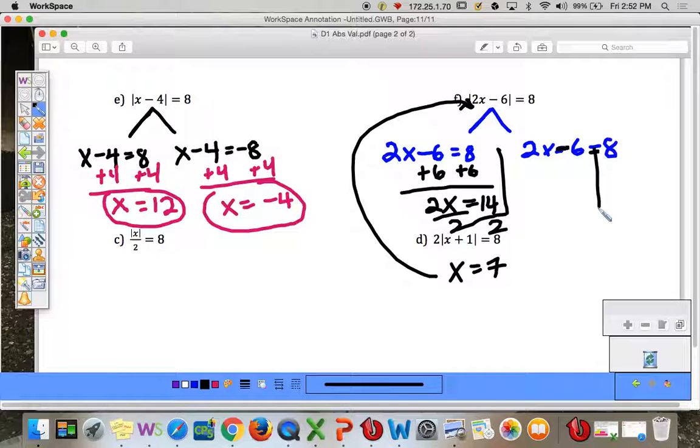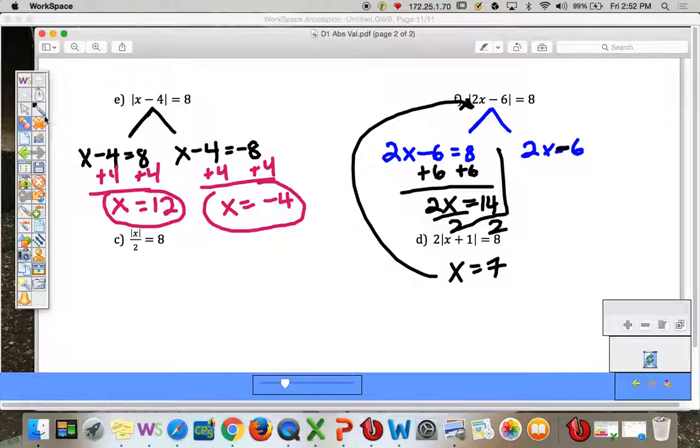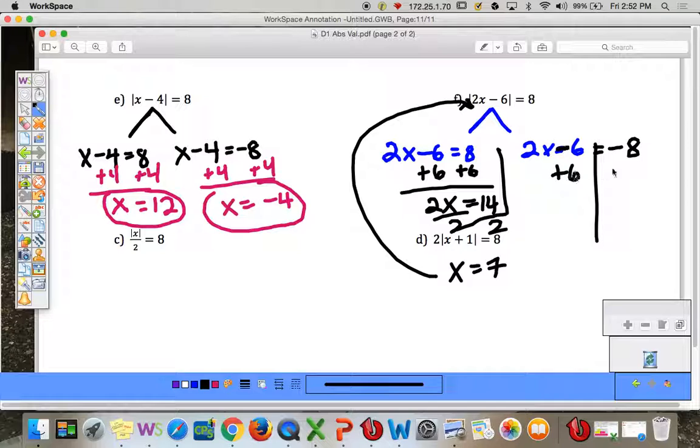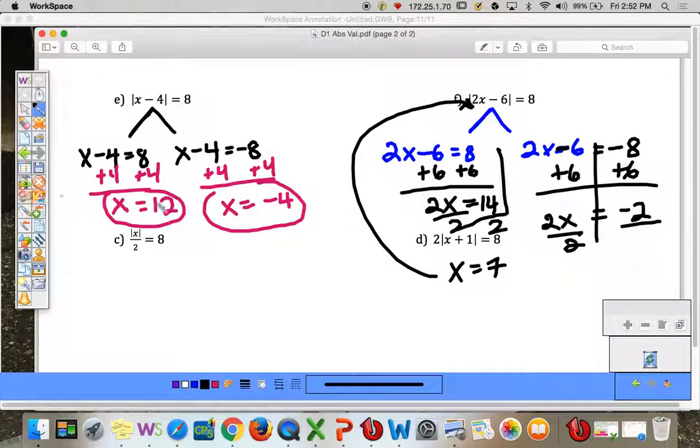The other answer, we're going to add 6 to each side. Oh, this should have been a negative 8. Let's rewrite this. I think that's what I meant to do. All right, so 2x minus 6 equals negative 8. We're going to add 6 to each side. We'll get 2x equals negative 2. Divide each side by 2. So x can be two answers, either 7 or x can be negative 1. And if you plug in your answer, we should be able to get 8 on each side.